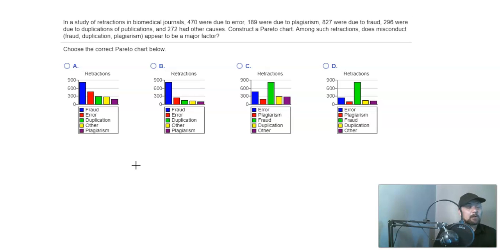All right, so a Pareto chart, remember, is a bar graph. But the rule for a Pareto chart is that the bars need to go from highest to lowest. So C and D we can immediately eliminate as correct answers because they're not following that rule. They have to go highest bar to lowest bar. Now A and B go from highest to lowest, but obviously the issue there is that this red bar is much higher than this one. Now the blue bars look about the same.